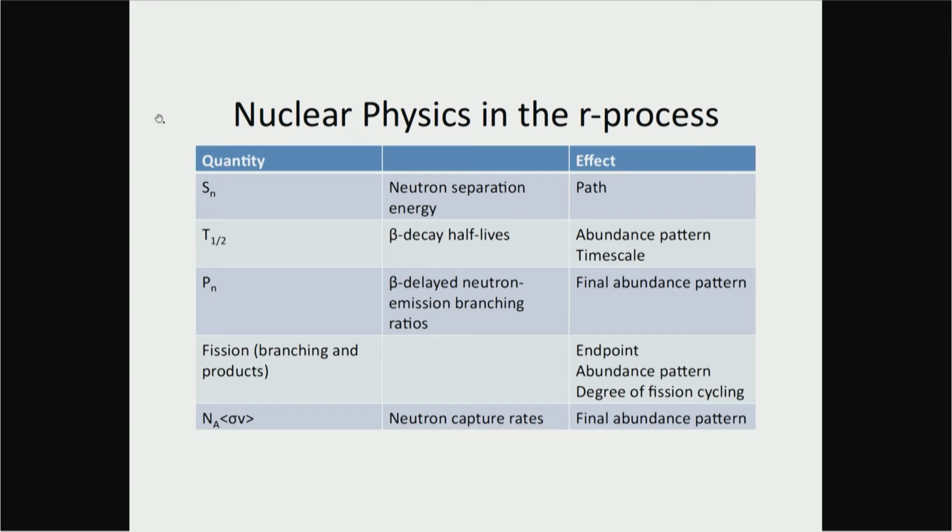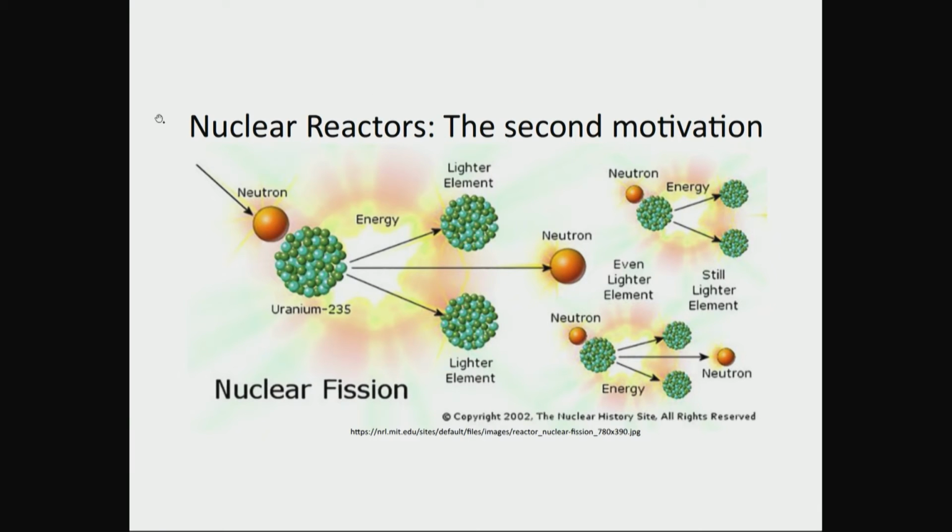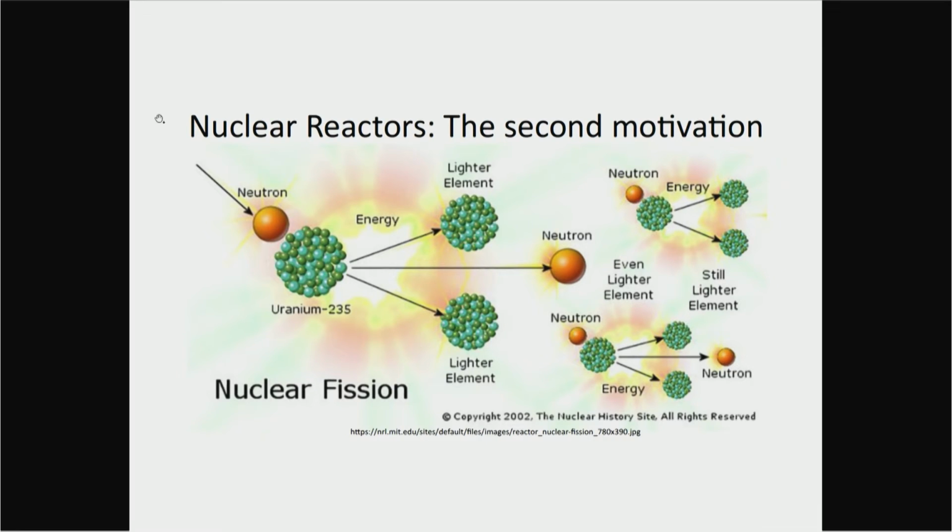Of course, this isn't the only reason we care about beta-delayed neutron emission. We also care about them in nuclear reactors because the fission products from neutron-induced fission of uranium can also emit neutrons, so that adds to the neutron flux.